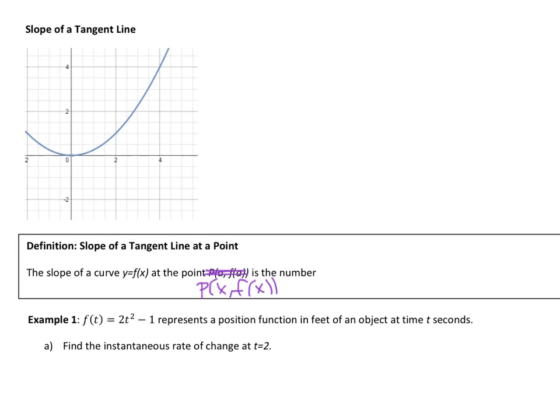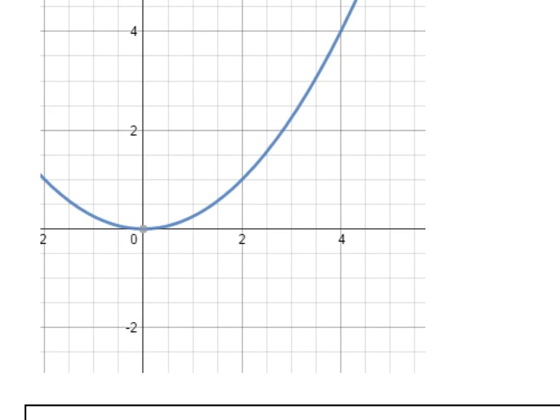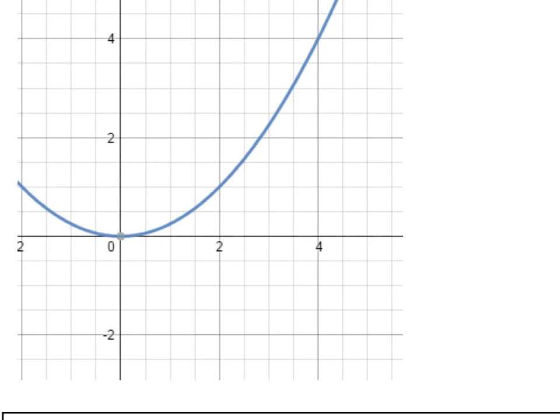Before we talk about the slope of a tangent line, I want to review what the slope of a secant line is. We already talked about at the very beginning of school that the slope of a secant line represents the rate of change, or the average rate of change, between the 2 points.